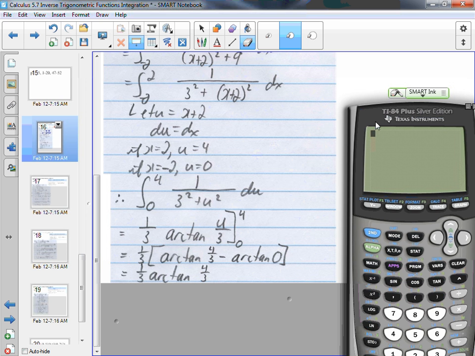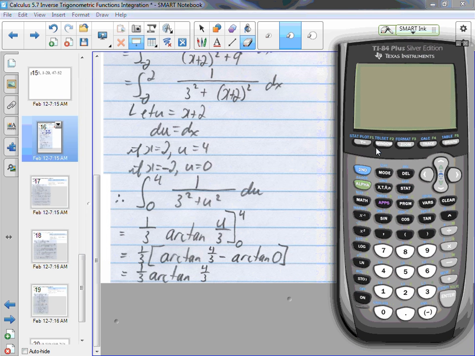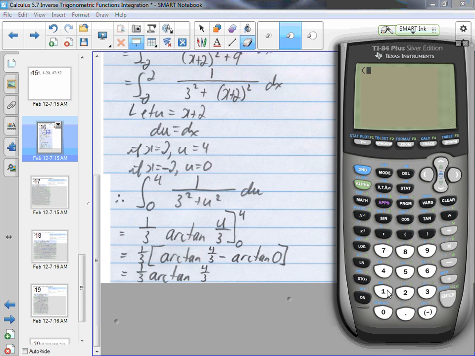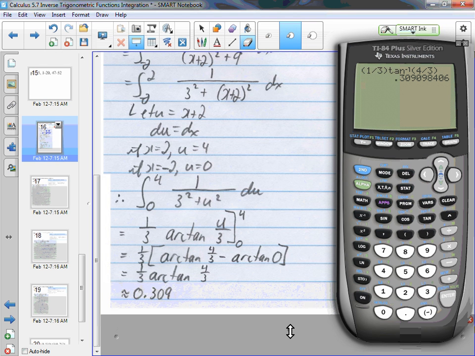And at this point, if this is a multiple choice question, you look and see, are my answers like this? Maybe I'm done. Are my answers in decimals? If they are, I'm not done. So make sure that you're in radian. And then I can do, let's see, parentheses, 1/3 times the inverse tangent, because that's arctangent, inverse tangent of 4/3. And so, to the nearest thousandth, that's 0.309. All right? Make sense?